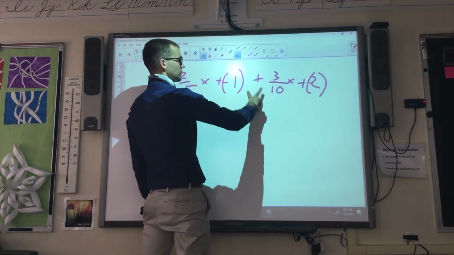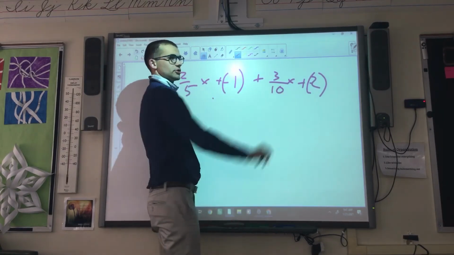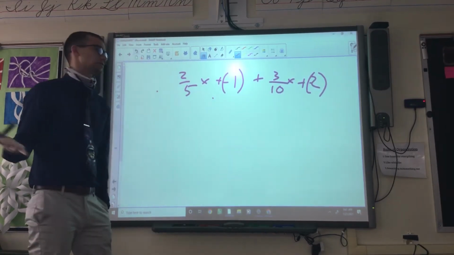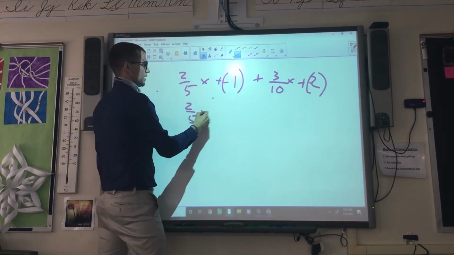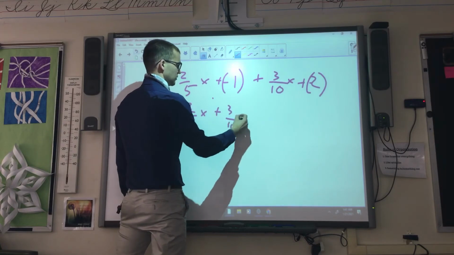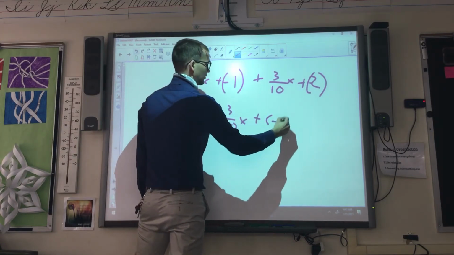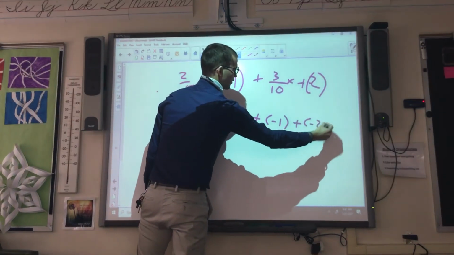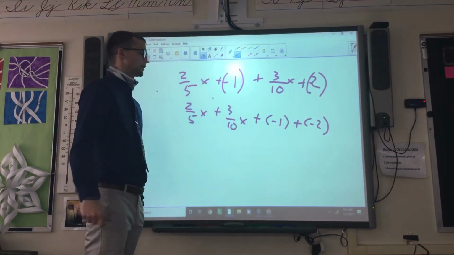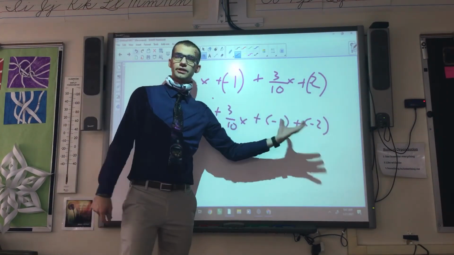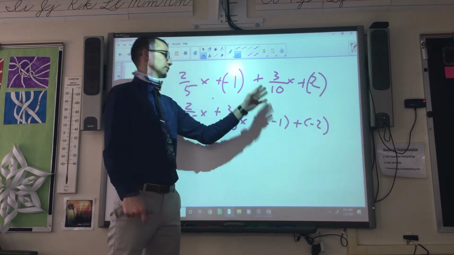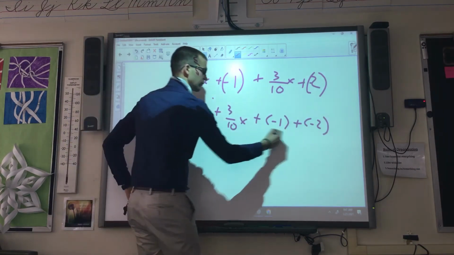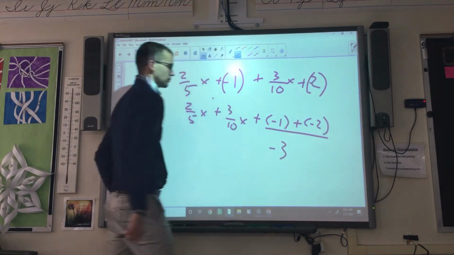Minus 1, so I say plus a negative 1, plus a negative 2. These can then get switched around because now everything is addition. You can't move stuff around if it's not addition in the first place. So, 2/5 x plus 3/10 x plus negative 1 plus negative 2. You can take down the parentheses, but think: you're at minus 1, you're going back 2 further, so it's like minus 1, minus 2. Combine them together and get minus 3.